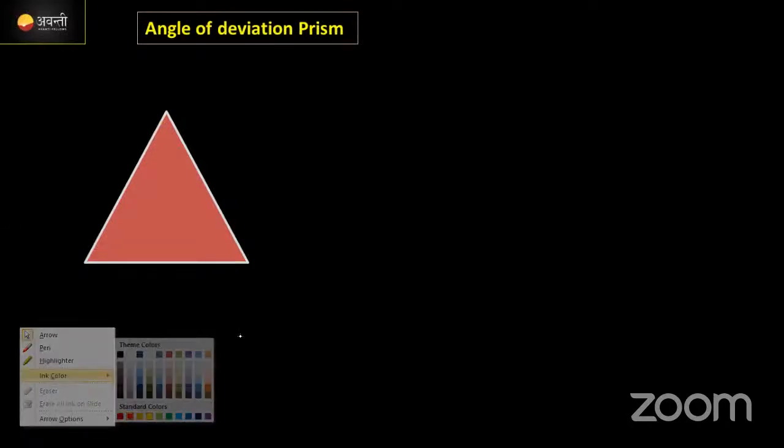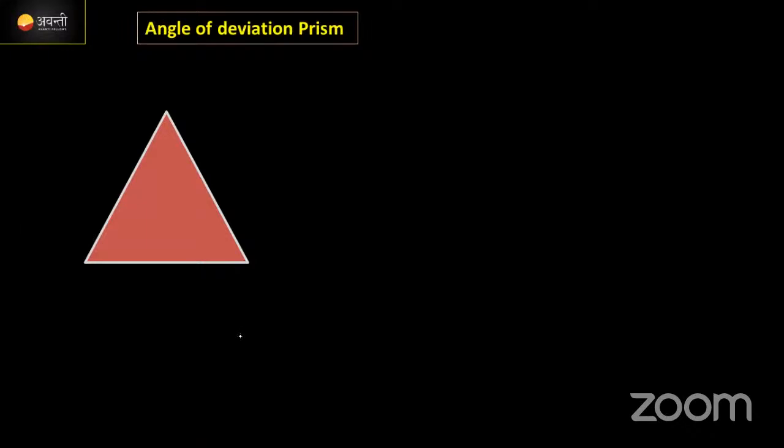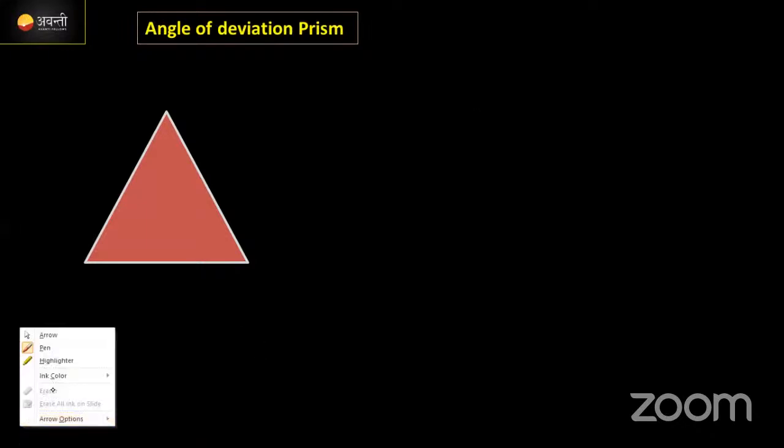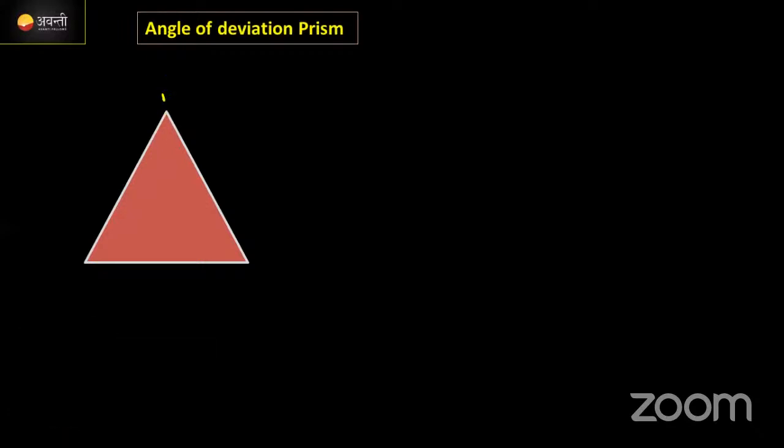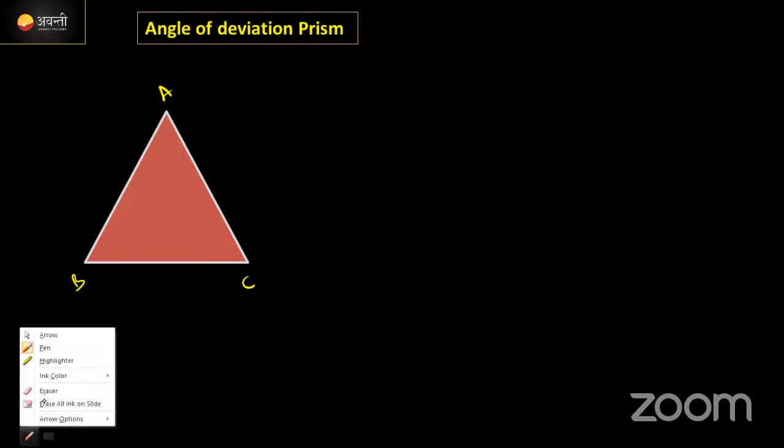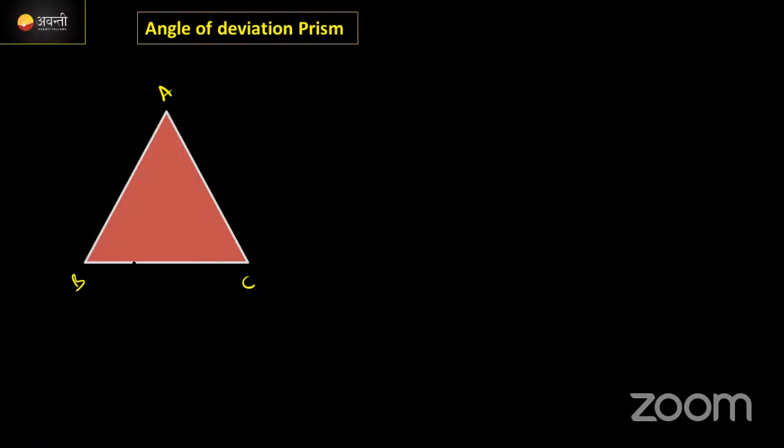Right. Angle of prism. Let us calculate the angle of deviation first itself. Okay. This is a prism, guys. In this prism, there are corners A, B, C. Here, sides means A B is a side, A C is a side. Okay. B C is the base. Okay. Let us take a ray. I'm going to incident one ray like this. This is an incident ray.